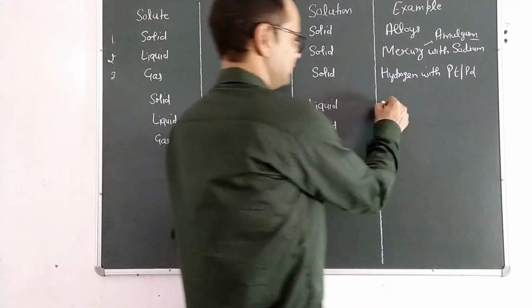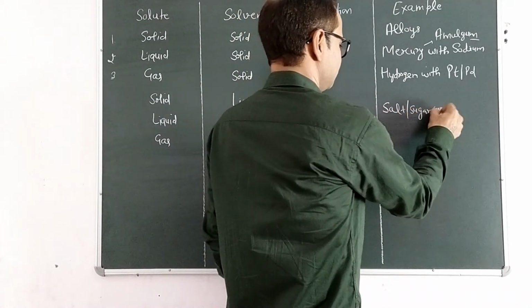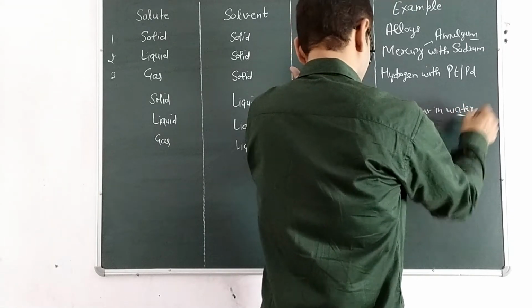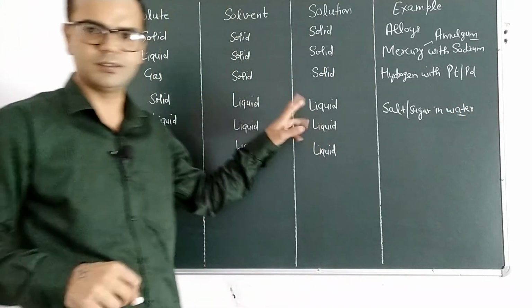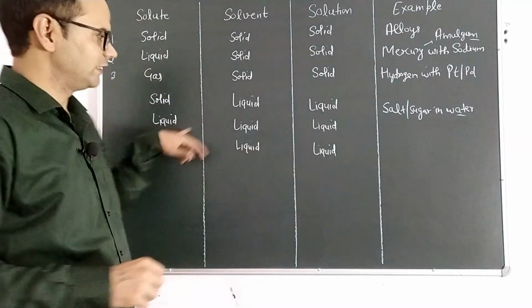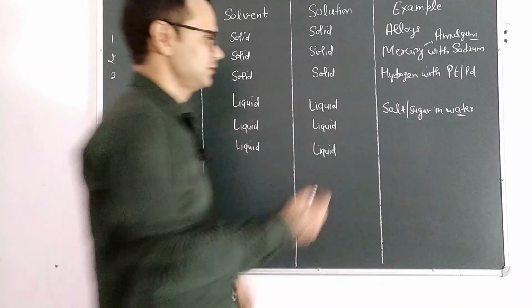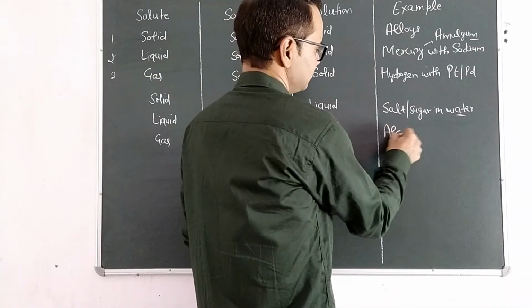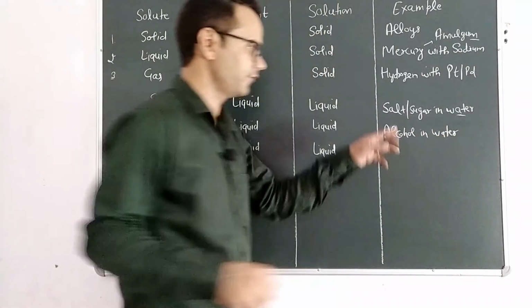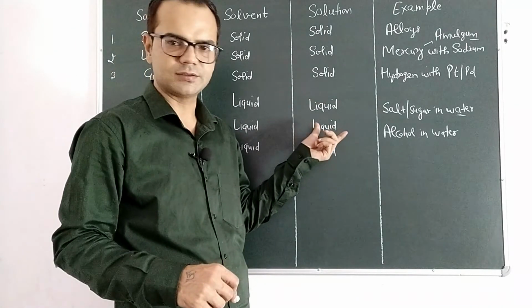The perfect example is salt or sugar in water. Salt and sugar in water, we will get a liquid solution. Solution of liquid in liquid, we will get a liquid solution. Example is alcohol in water. Alcohol and water both are liquid. If we mix them, we will get a liquid solution.